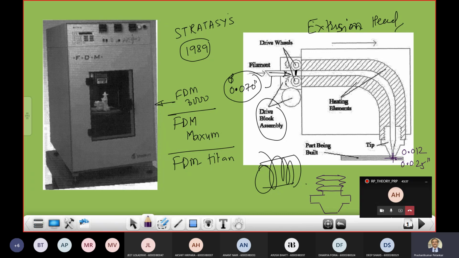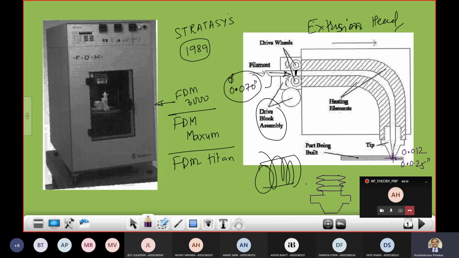As far as this FDM modeling operation is concerned, as I told you earlier, before building any part you need that STL file. That STL file has to be converted into some machine language, which is understood by your FDM machine.